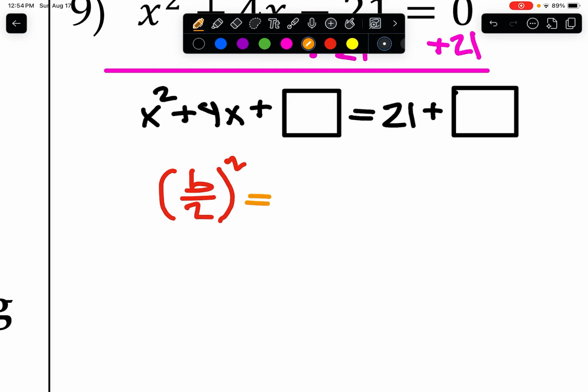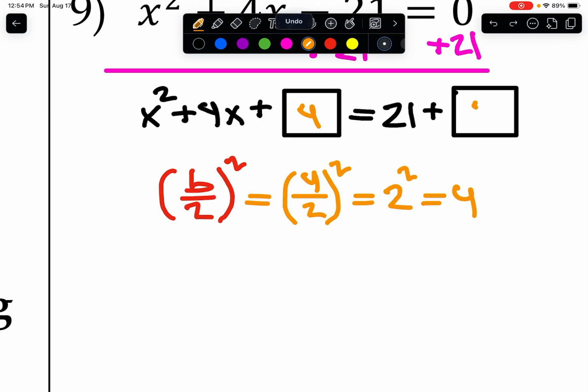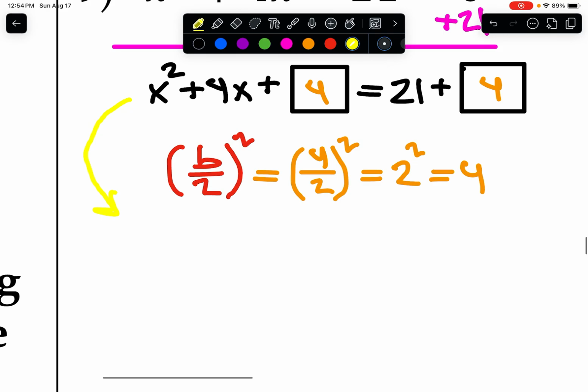So that value, your b value that I'm going to take is going to be that positive 4. So I'm going to do 4 divided by 2, and then square it, which in this case, 4 divided by 2, which is just 2, squared, which is equal to 4. So that 4 is what you're going to write in these boxes. So now I'm going to bring down my equation over here.